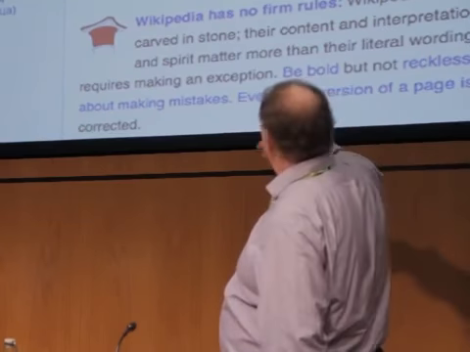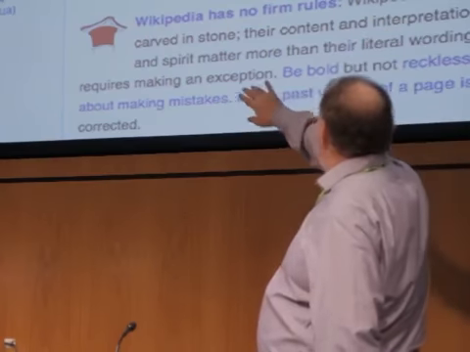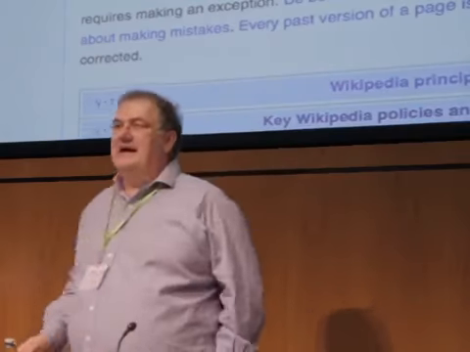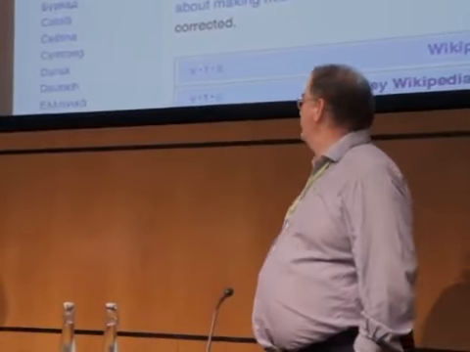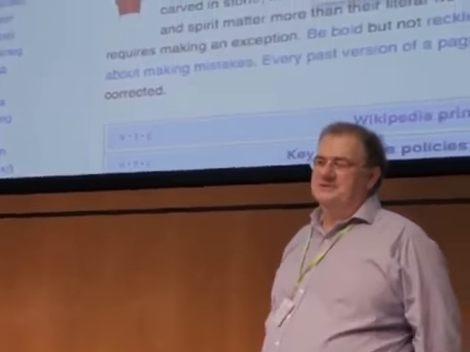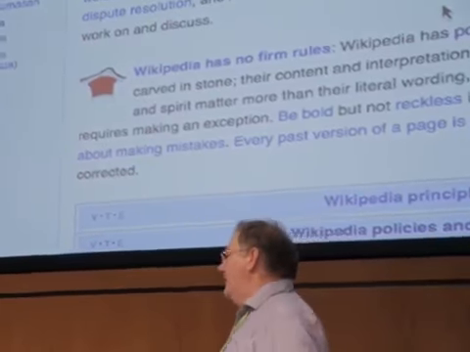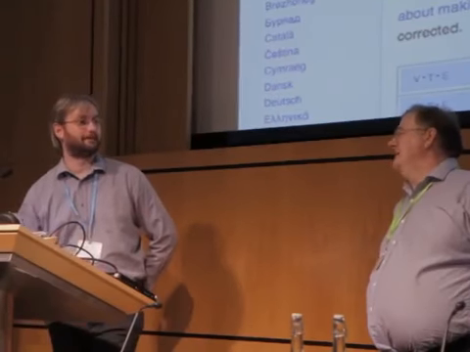Editors should treat each other with respect. Yes, they certainly should, and sometimes they do. Maybe most of the time. Wikipedia has no firm rules. Again, that's variably true, because there are some rules that you probably shouldn't break. But basically that means if something gets in the way of improving the encyclopedia, don't worry about it too much. Just carry on and do it and see what happens. Yes, exactly.